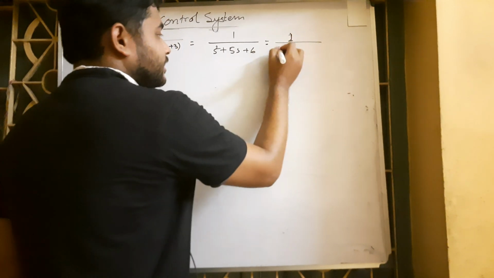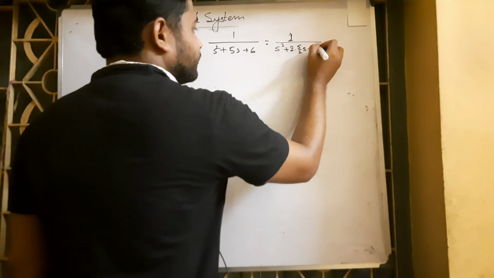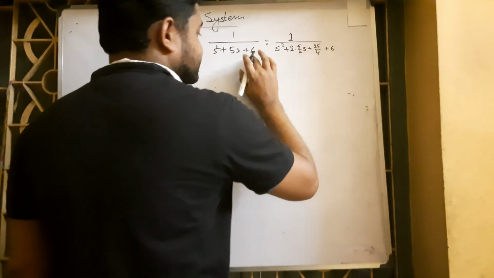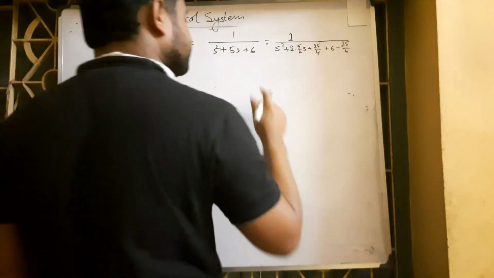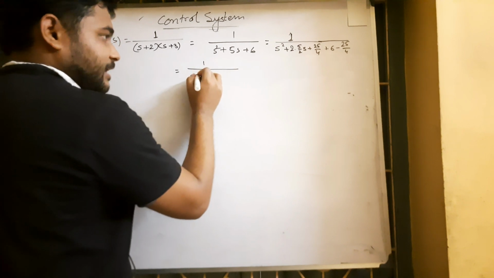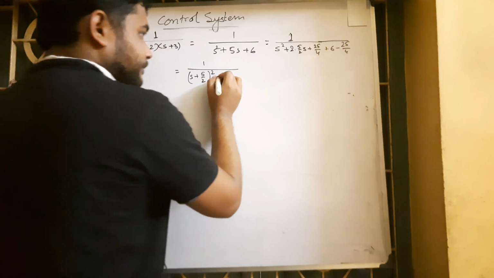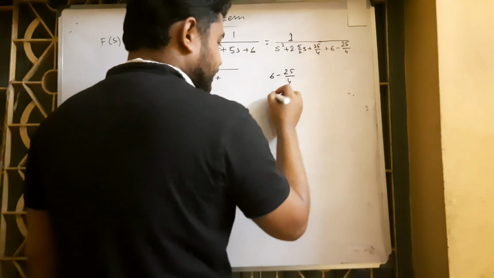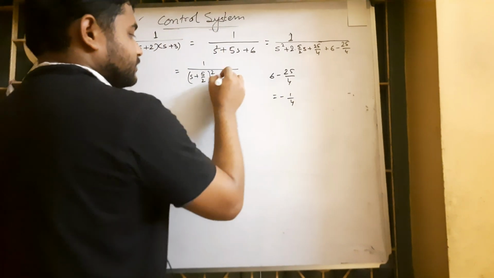Okay, s square plus 2 into 5 by 2 s plus 25 by 4, plus 6 is there, minus 25 by 4, because 25 by 4 is taken extra. So this is going to give me s plus 5 by 2 whole square plus 6 minus 25 by 4. What is 6 minus 25 by 4? It is minus 1 by 4. Okay, so it is minus 1 by 4.